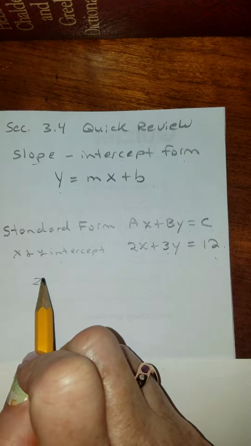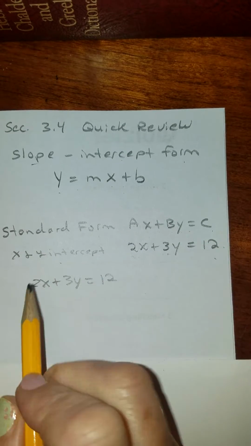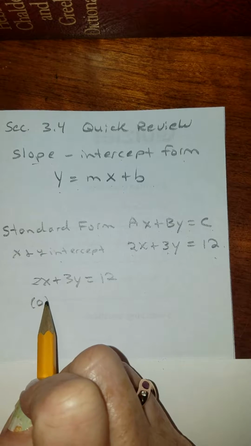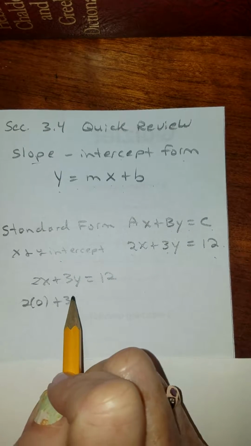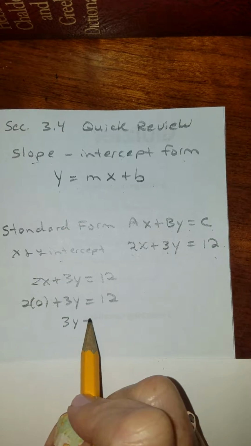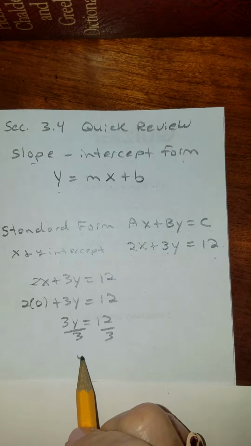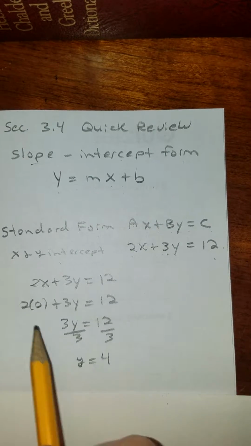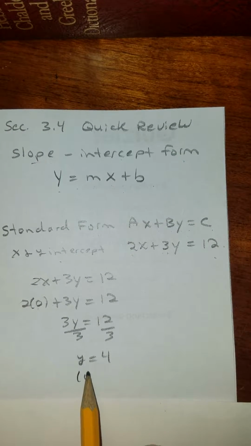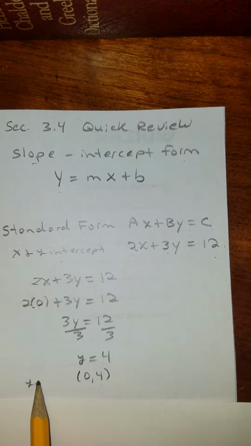I'm going to take the equation. I'm going to substitute in 0 for x and solve for y. Divide both sides by 3, and I get y equals 4. So when x is 0, y is 4. Okay, so this is our y-intercept.